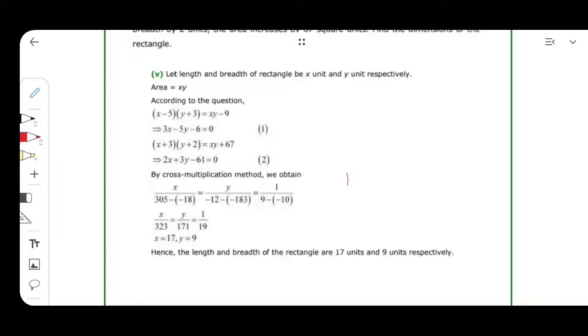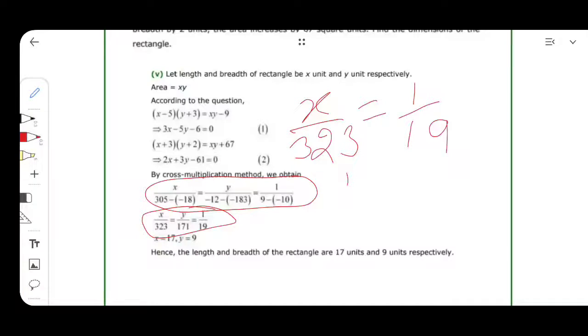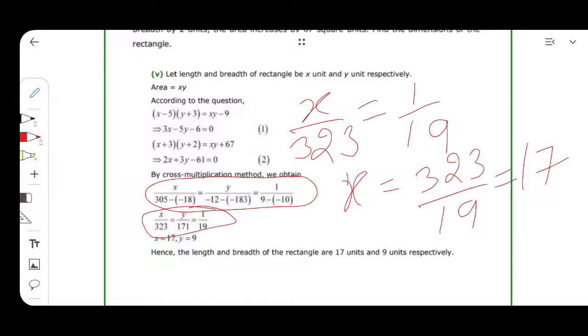Now using that formula, we get this equation. Simplifying this, we get x upon 323 equals y upon 171 equals 1 upon 19. Now we will get the values from this. X upon 323 equals 1 upon 19, or x equals 323 divided by 19, and we get x equals 17. Similarly, we can find the value of y.